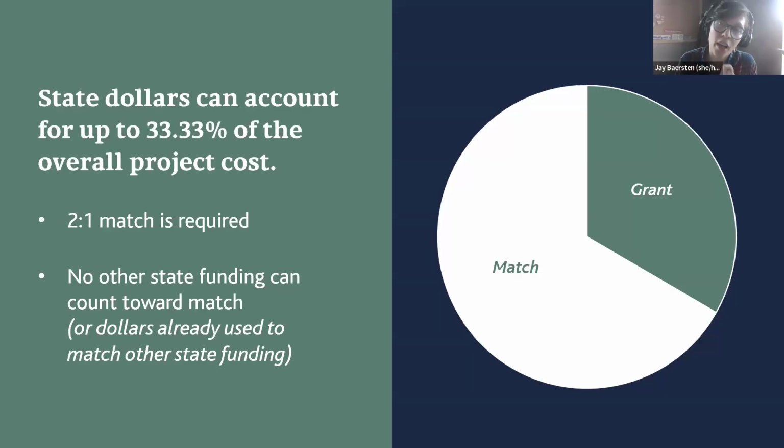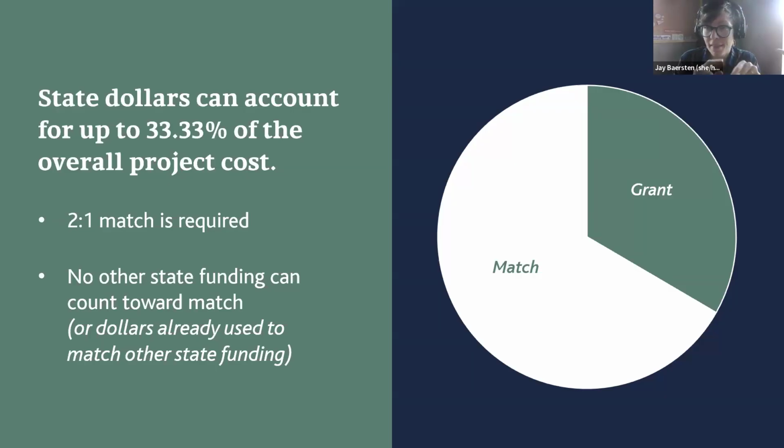Importantly, you cannot use other state dollars to match the Heritage Capital Projects program. So if you have recently received or are pursuing grant dollars from the Department of Commerce, Recreation and Conservation Office, Department of Archaeology and Historic Preservation, any of those grants cannot be used as match. And you also cannot apply during the same biennium for those grants either. So we do ask in your application if you are applying for the same project. So if you have questions about that, let me know.